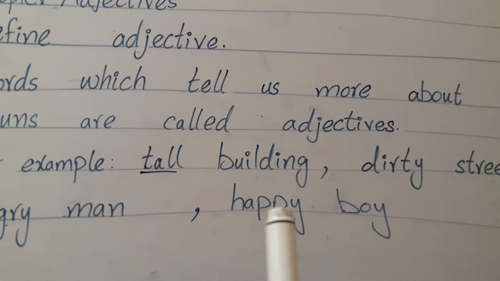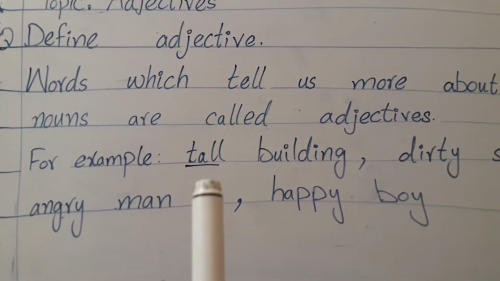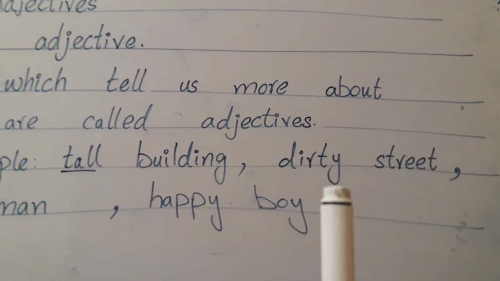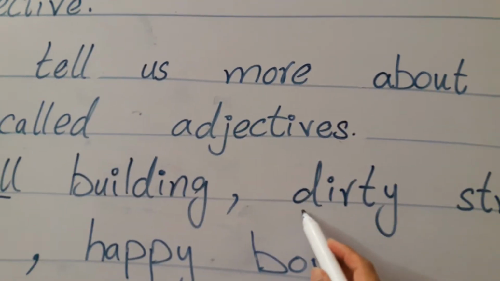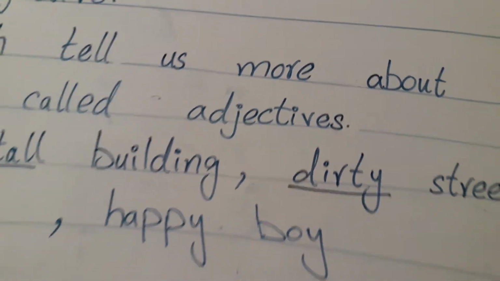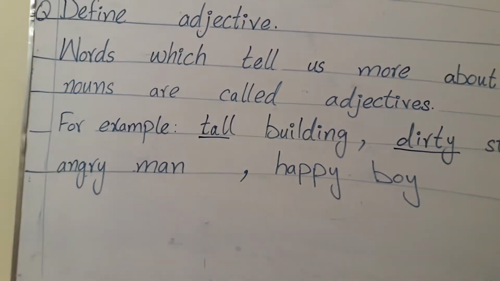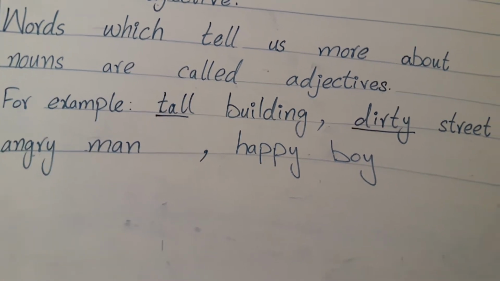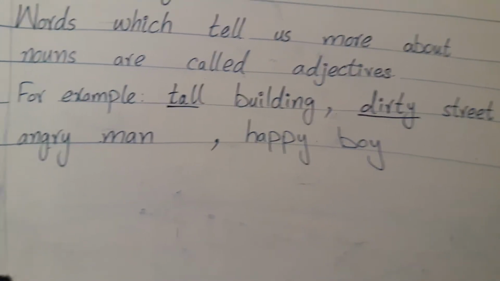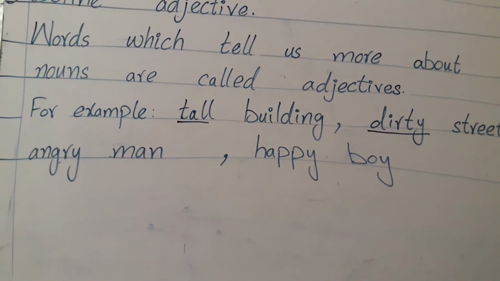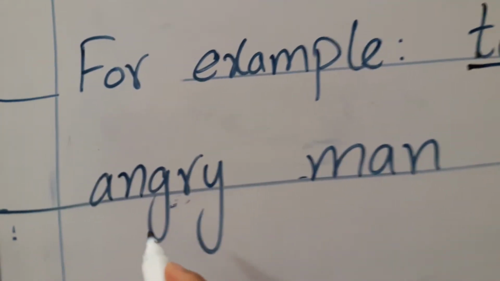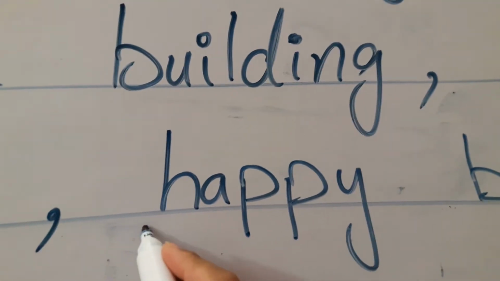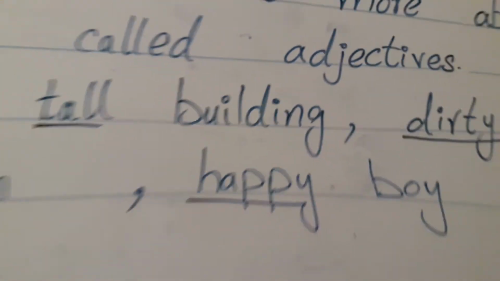Look, building, the quality of building is it is tall. So the next word example is dirty street. So this is the bad quality, but it is an adjective. It describes more about noun, any person, place, thing. Okay, angry man. So angry is adjective and boy, but the quality of boy is he is happy.